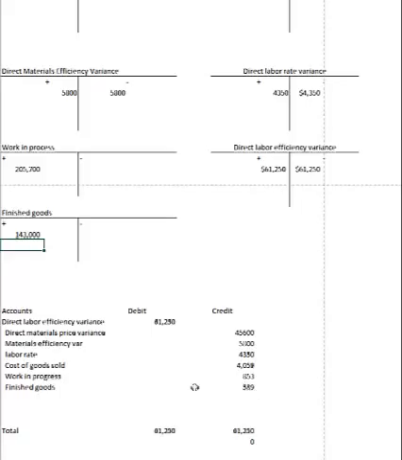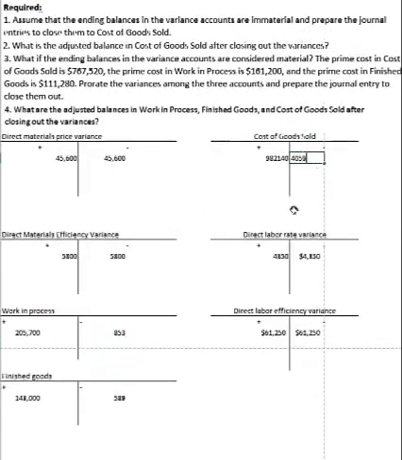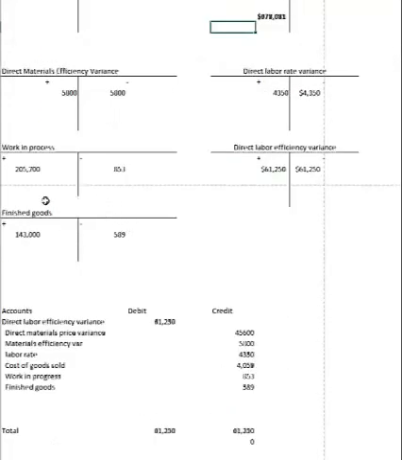Okay, so now we can post the variance amounts that were posted to each individual account. We credited finished goods by $589. We credited work in progress by $853, and we credited cost of goods sold for $4,059. So the ending balance is simply whatever amount is left over in each account. So there it is for cost of goods sold. For work in progress, it's this amount minus this one, 204,847, that's the ending, adjusted balance. And for finished goods, it's 142,411. So that's what I was looking for in the fourth requirement, these ending balances.